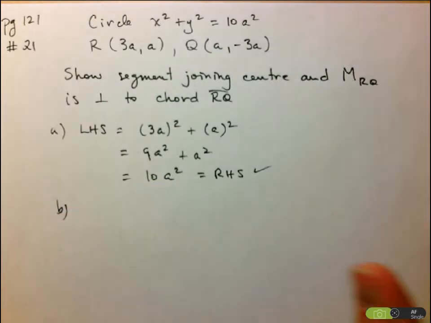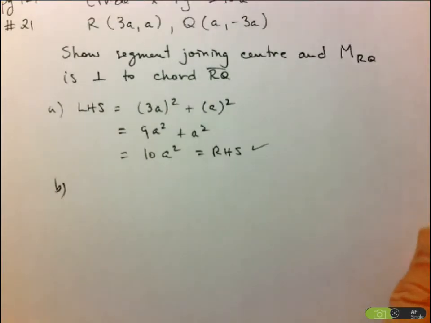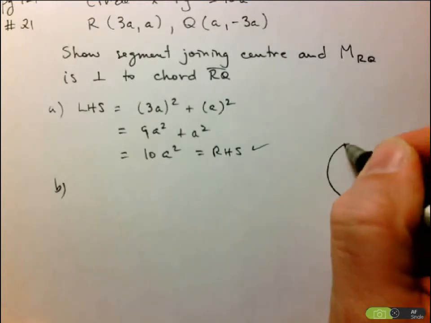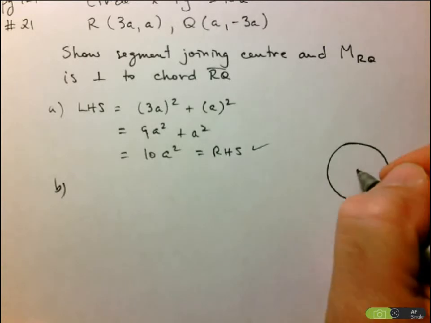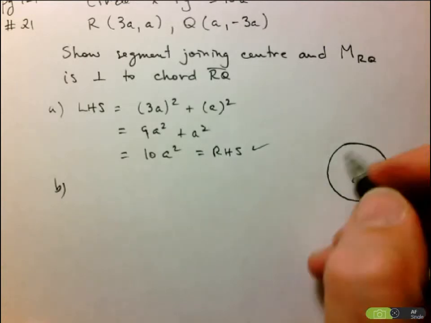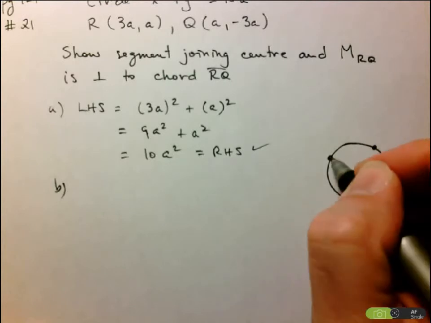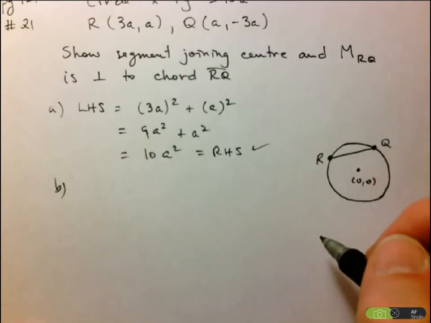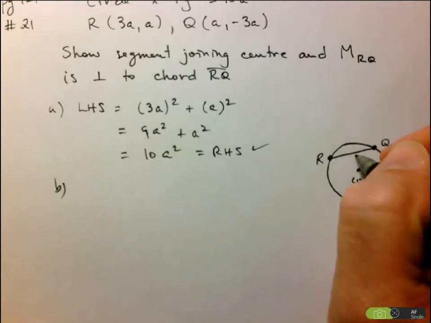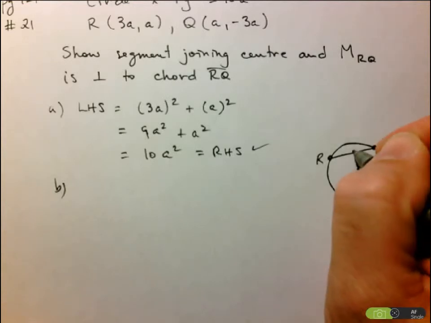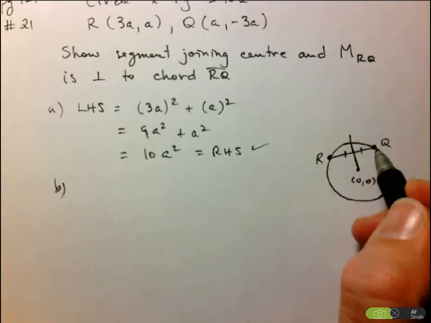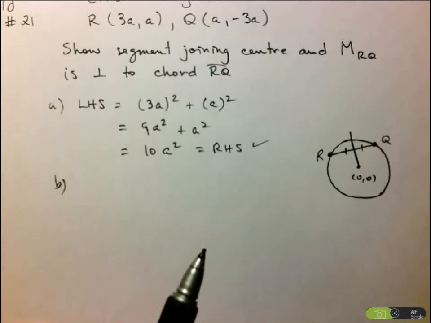Now we'll go on to part B, and this is what we'll focus on. What we need to show, and I think the best thing to do is to draw ourselves a little picture here, is we've got this circle centered at 0, 0. And then we have the line segment joining R and Q. This is what we call a chord, a line that joins 2 points on a circle. They want us to show that the line joining the center and the midpoint, since it's a midpoint, it cuts this in half, that this line is perpendicular to the chord RQ. So that's our goal.